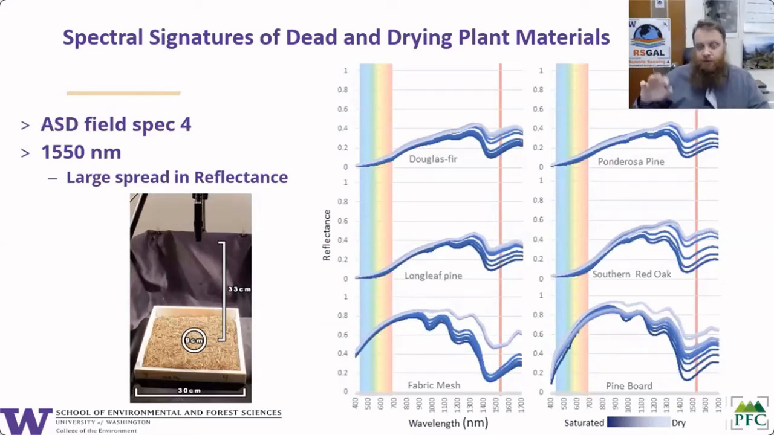You can see the darker blue lines are those fully saturated samples, lightening up to the white, which is the oven dried samples. And here's an image of our spectrometer setup. We were sampling approximately the center 9 centimeters of each sample, careful to ensure that the sample area was fully covered with our plant material and there was no mesh or the bottom of the trays showing through.